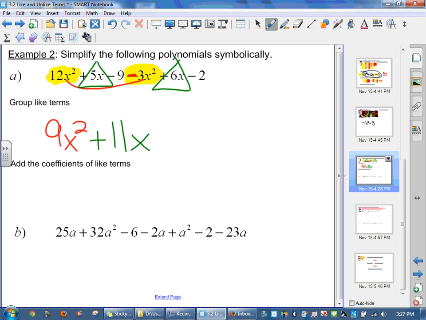Then the last one, I could make these as circles, a negative 9 and a negative 2. They're both red, because they're negatives. So that would mean they're both a negative answer. So negative 9 plus a negative 2 will give me a negative 11. That would be my final answer. This is called written in symbolic form, numbers and letters.